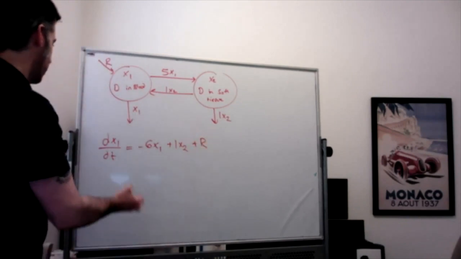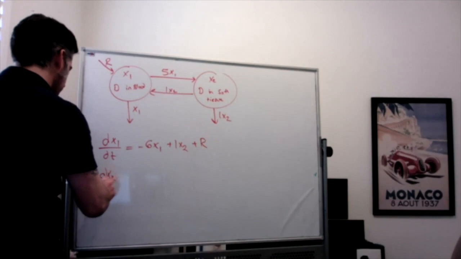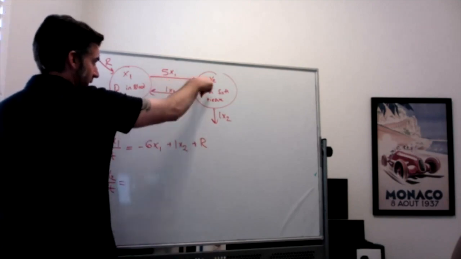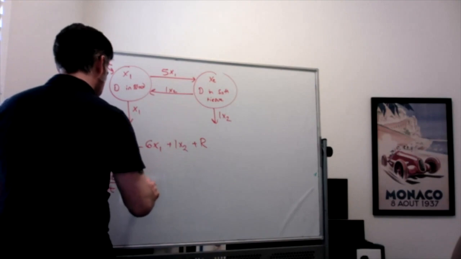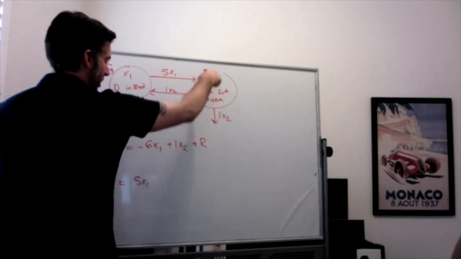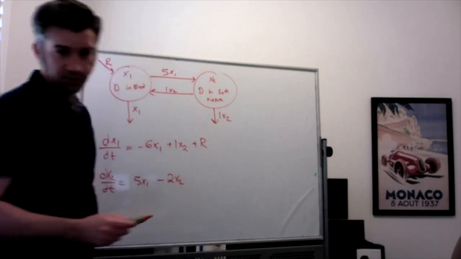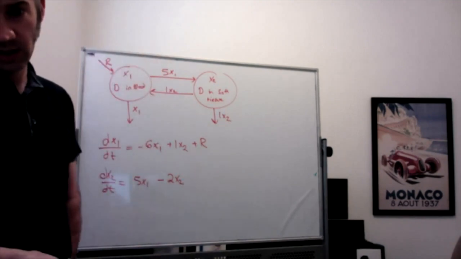All right. For dx2/dt, we are, let's see, x1, we're gaining 5x1. And we are losing 1x2 and another x2, so we're losing 2x2. Okay, so that's your system of equations.